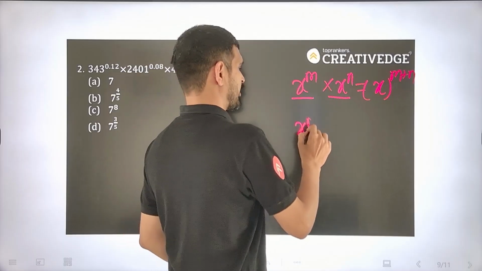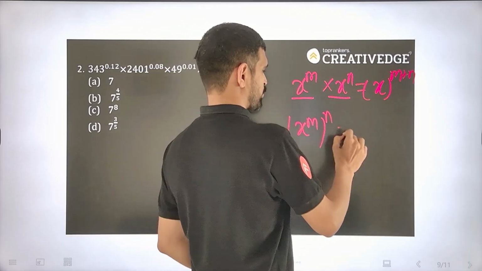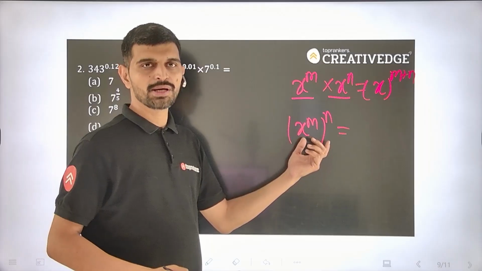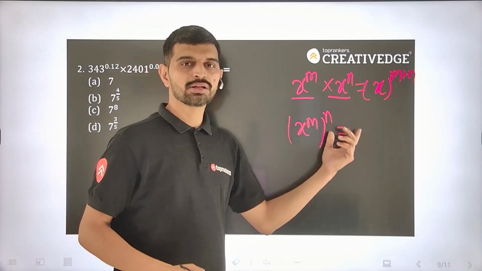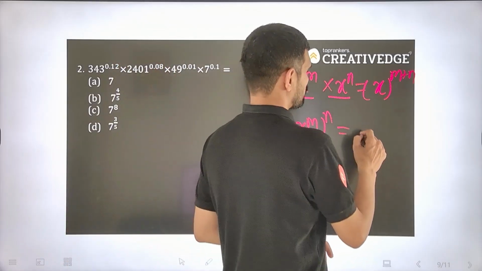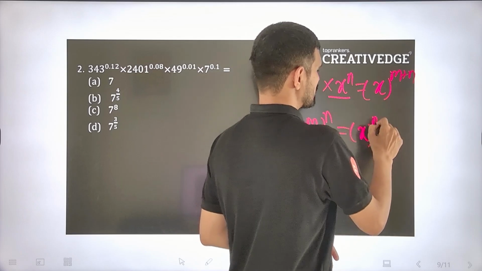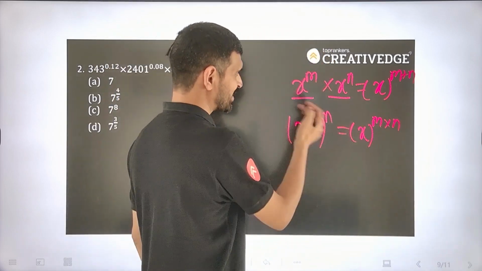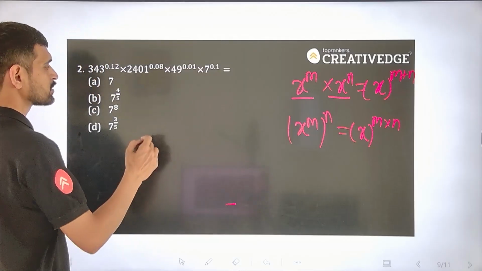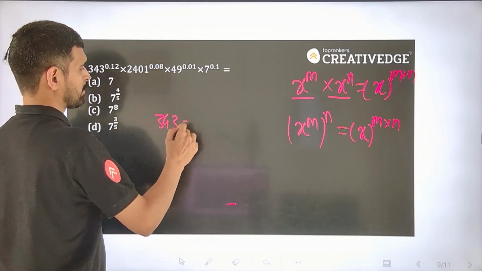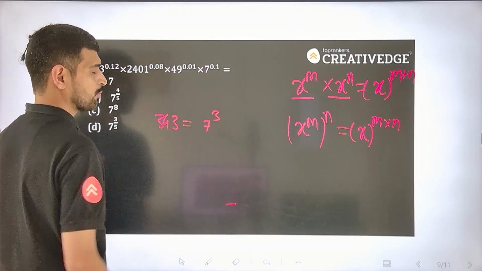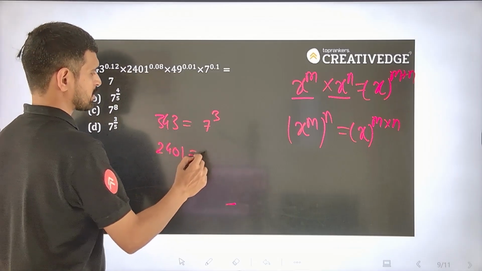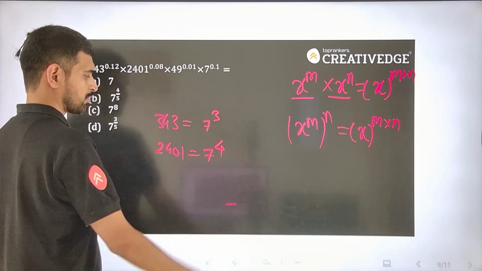What if I have this situation? There is a power to the number and then another power to the whole number. Then in this case, these two powers get multiplied. Let's apply these two here in this question. 343 is nothing but cube of 7. 2401 is nothing but 7 to the power 4.